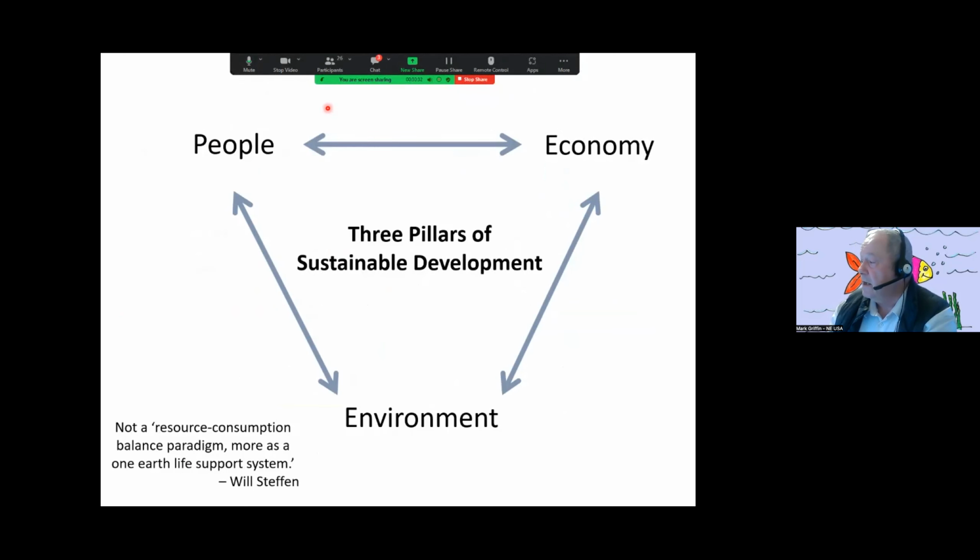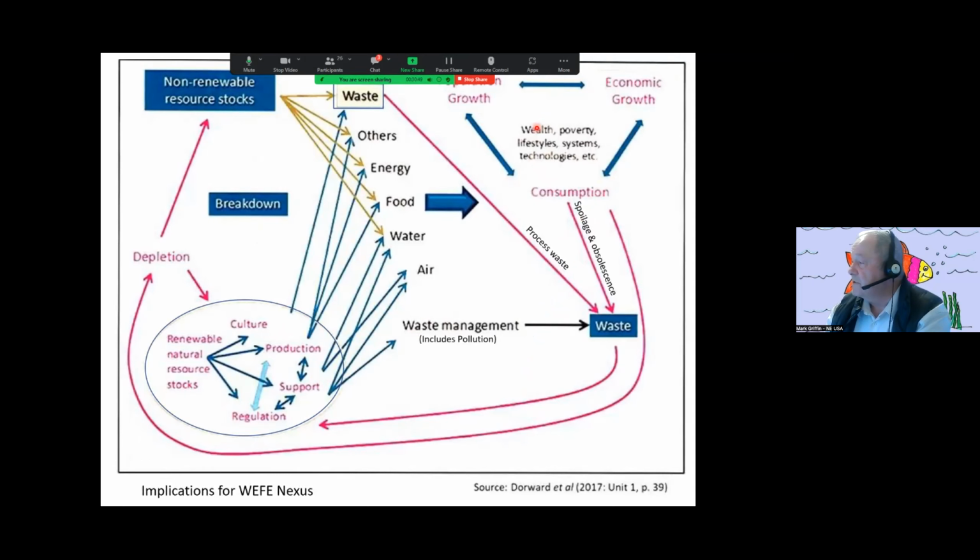It's not unlike the 3 pillars of sustainable development, where Will Steffen is saying he would like to remove the word resource from the whole discussion and start thinking in terms of a One Earth life support system. Going back to this, you've got obsolescence of materials, spoilage of food, and you produce waste when producing raw materials. But the main takeaway is we've got energy, food, water, and ecosystems. So a systems view will automatically point to the water, energy, food, and ecosystems nexus.